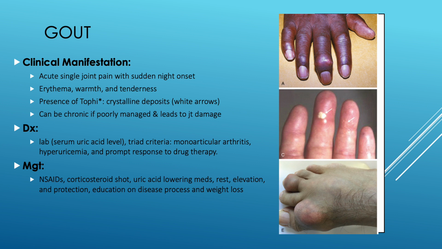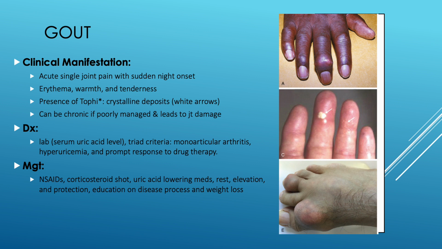Clinical manifestations, acute onset, so sudden and severe pain in a single joint, often occurring at night. Local signs of inflammation such as redness, warmth, tenderness over the affected joint, and the presence of tophi, which are visible as crystalline deposits around joints, indicated by the white spots that you can see in the middle image there. If poorly managed, gout can become chronic, leading to joint damage and deformity over time.